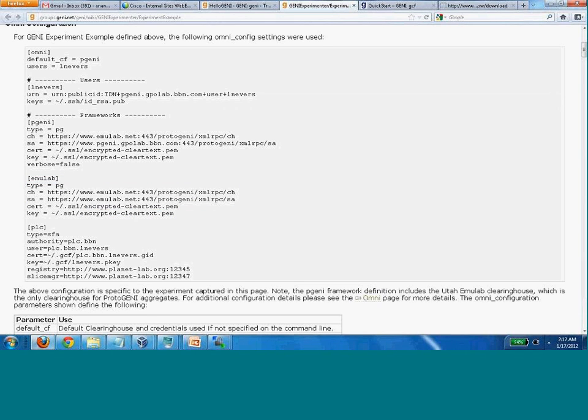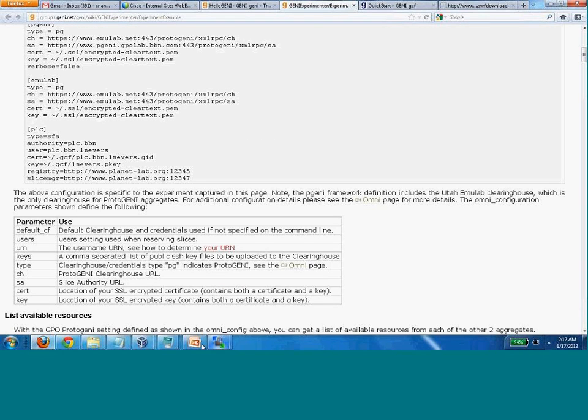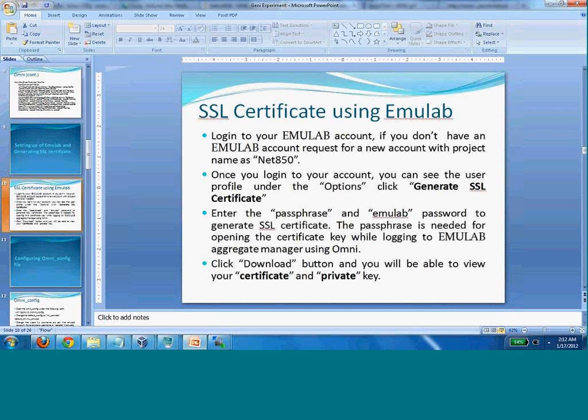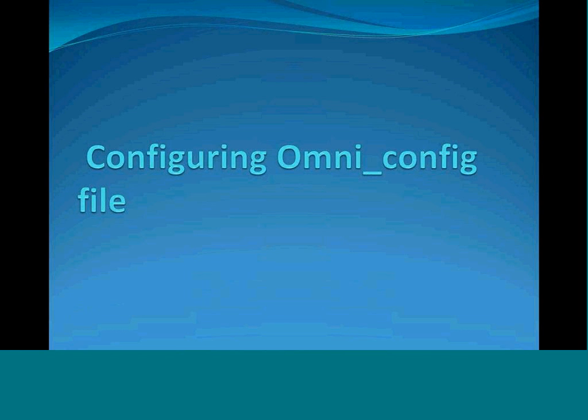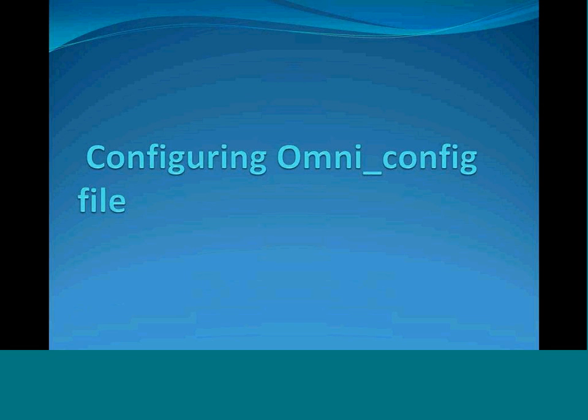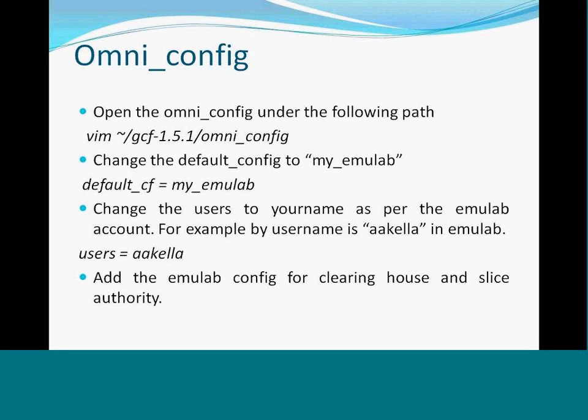Now we have to configure the URL. We are done with this part, like getting an SSL certificate and using MLab. So I've actually explained the first step. Now here comes the omni_config file. We have actually opened the omni_config.